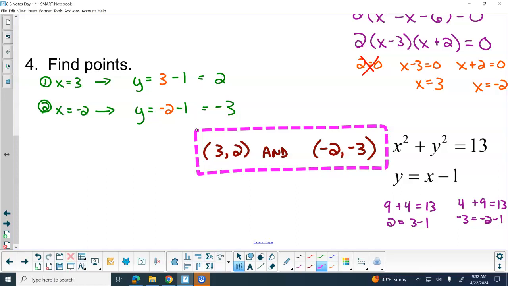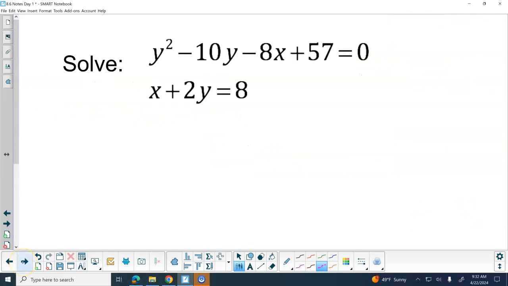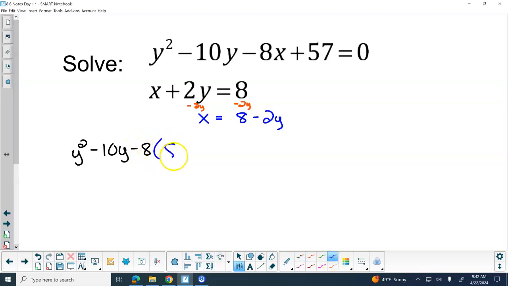Okay. You try that one. So let's solve this one for x. We'll go 8 minus 2y there. So then we get y squared minus 10y minus 8 times 8 minus 2y plus 57 equaling 0.